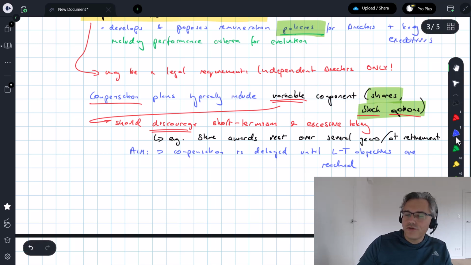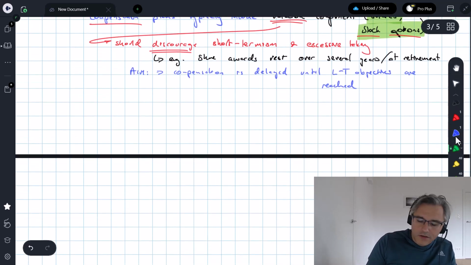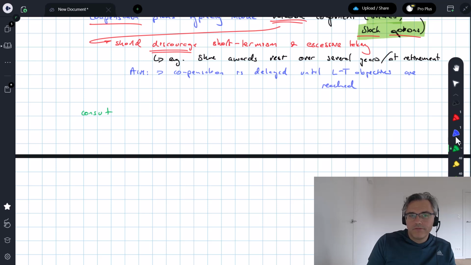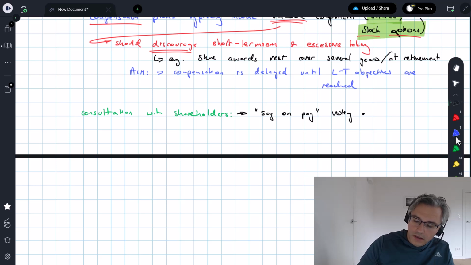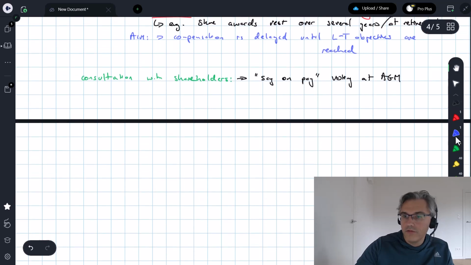But it's not a short-term thing. And let's just note that in recent times it has become increasingly the norm to consult on executive pay and director pay with shareholders. So consultation with shareholders over remuneration matters has taken the form of what your book calls say on pay voting at the AGM, where shareholders get to vote on these compensation packages or compensation proposals.